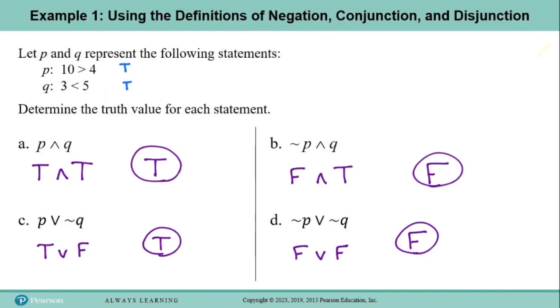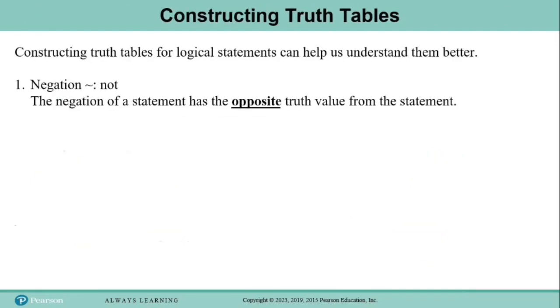So if you need to fully analyze a compound statement and you need to know what would happen to this statement based on every possible truth value of each component, then you want to build what's called a truth table. So we're getting ready to do that. A truth table is just a table that shows us the truth value of a compound statement for every possible result of the component statements.